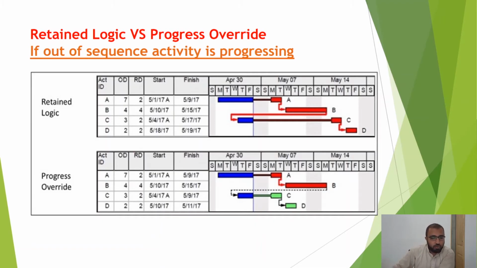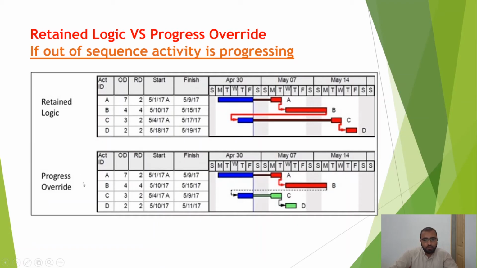But when you choose the progress override option, it will override your logic. The remaining duration will be scheduled after the data date. So it will not follow the logic that you have given in your schedule. You can clearly see that activity C is now progressing after the data date, its remaining duration, and when activity C finishes, activity D starts. So these forecasted dates will differ once you choose different options.